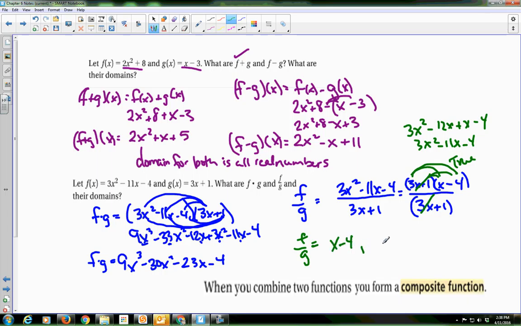But I can't have 3x plus 1 equaling 0, because if it did, my denominator before I simplified would be 0, and that's not allowed. So let's go ahead and solve that out. 3x equals negative 1, and x cannot equal negative 1/3. So my domain is all real numbers except x equals negative 1/3.